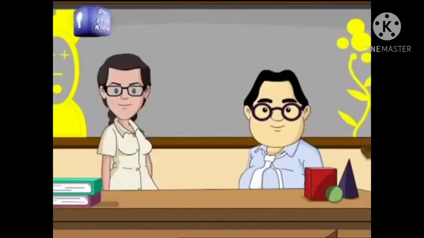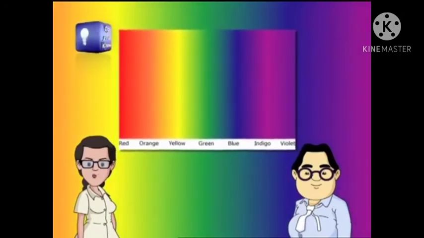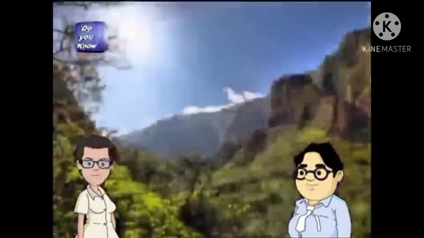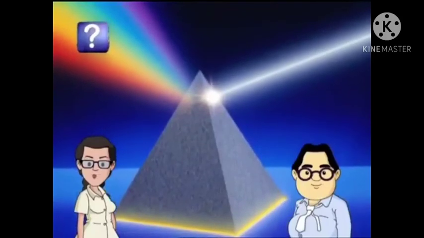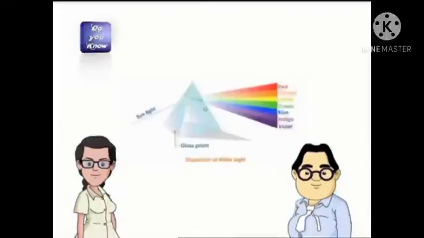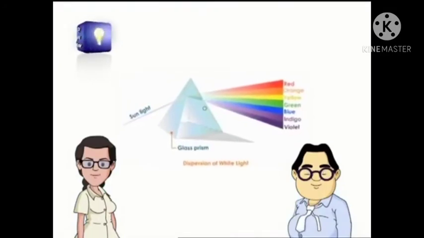Do you know that the sunlight, also called as white light, can be split into its constituent colors? Red, orange, yellow, green, blue, indigo, and violet. But how can you split the sunlight? There are two ways to split the sunlight. First, we can do it with the help of this prism. Look at this closely, friends. When the sunlight passes through prism, it splits into its constituent colors.